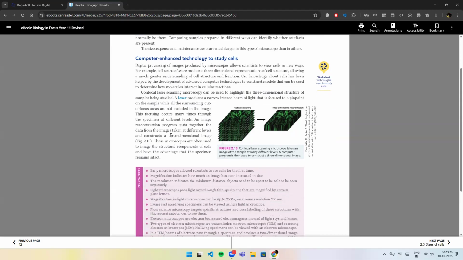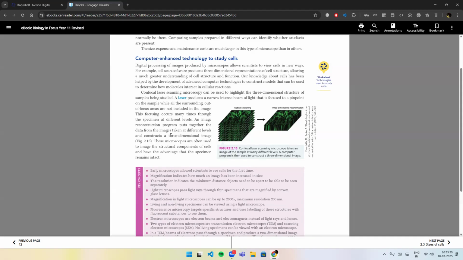Computer-enhanced technology to study cells. Digital processing of images produced by microscopes allows scientists to view cells in new ways. For example, cell scan software produces three-dimensional representations of cell structure, allowing a much greater understanding of cell structure and function. Our knowledge about cells has been helped by the development of advanced computer technologies to construct models that can be used to determine how molecules interact in cellular reactions.